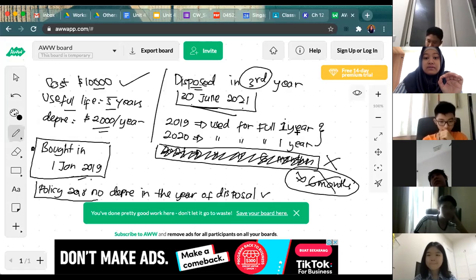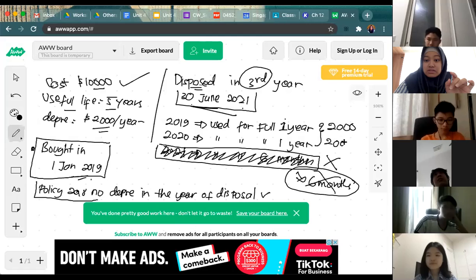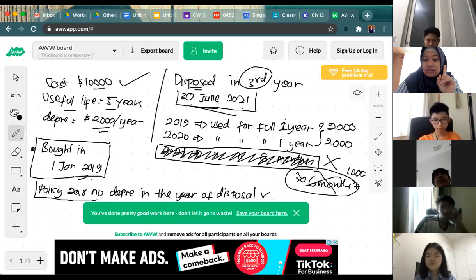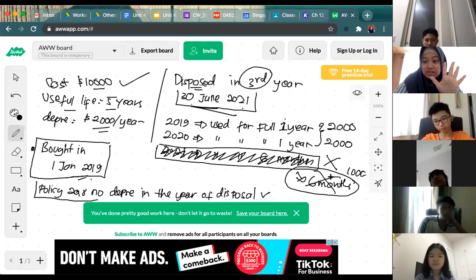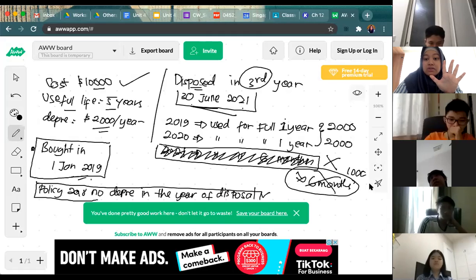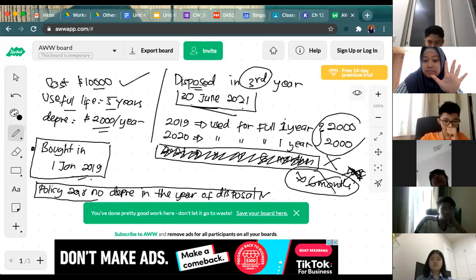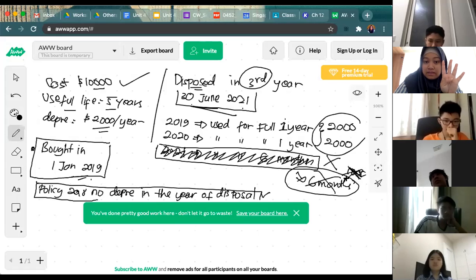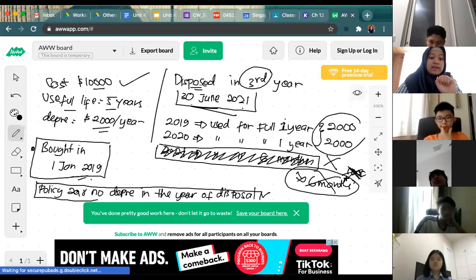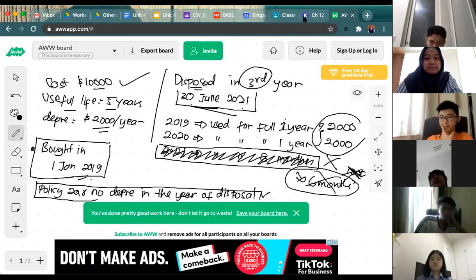So the first year depreciation is 2,000, right? The second year depreciation is also 2,000 for a full 1 year. And the last one is 1,000. So in total, supposedly we have 5,000 of accumulated. But since policy number 2A is applied, we only calculate for these two. This one is not calculated. So the accumulated is only 4,000. Clear? Clear. Okay. Next.